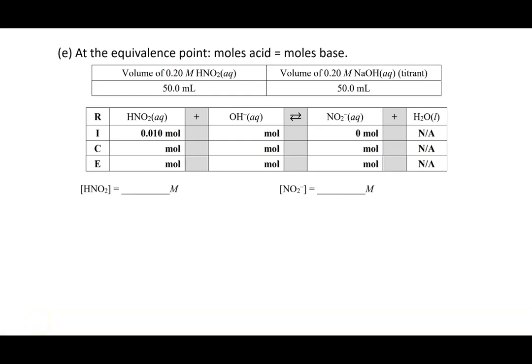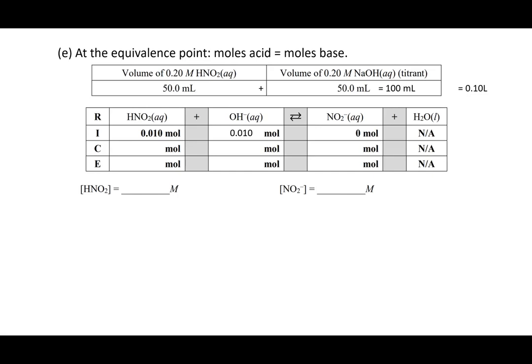All right, here's the second part of our weak acid, strong base titration. Now we have reached the equivalence point. The equivalence point is defined as the number of moles of acid being equal to the number of moles of base. That's what equivalence means. So in this case, both the acid and the base are 0.2 molar, and both are 50 milliliters. When we do the math, we get 100 milliliters or 0.1 liters.